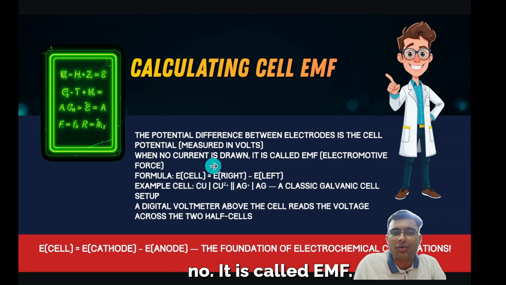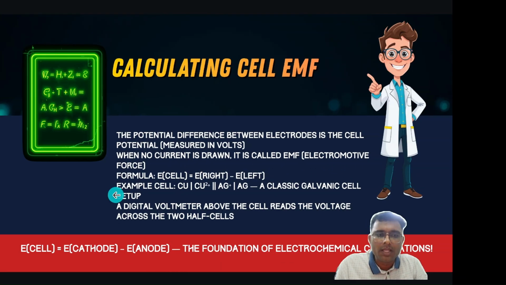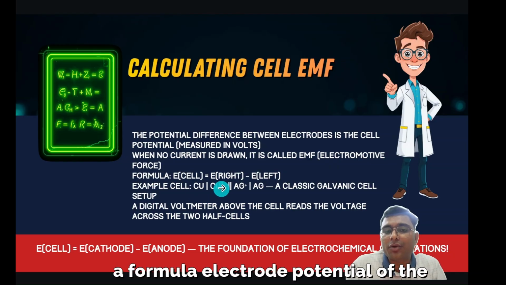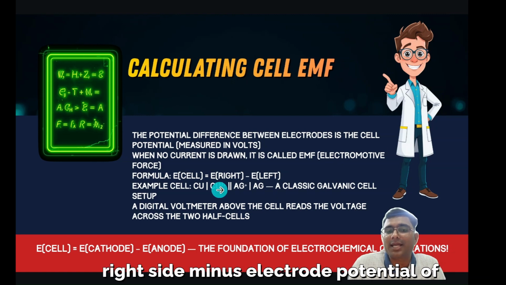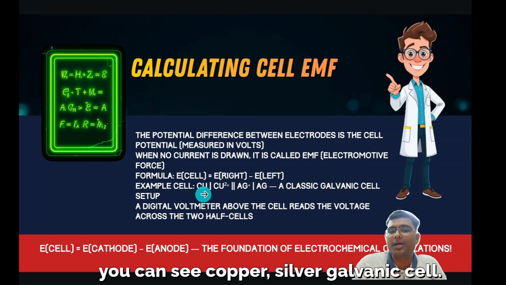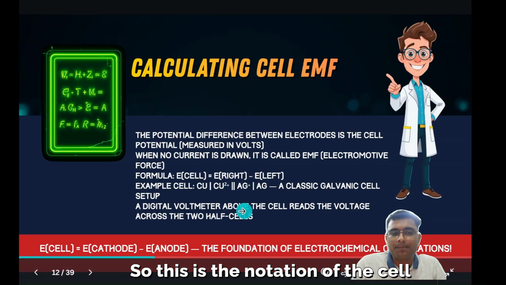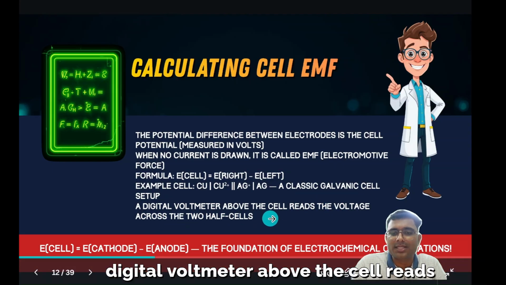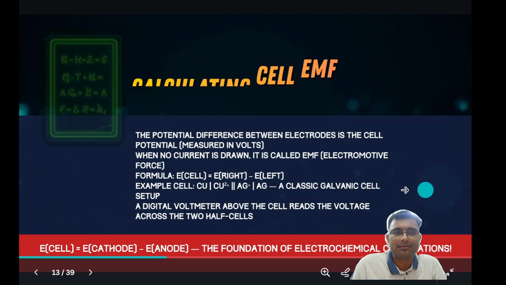When no current is drawn, it is called EMF. So how to calculate EMF? There is a formula: electrode potential of the right side minus electrode potential of the left side. For example, you can see a copper-silver galvanic cell. This is the notation of the cell. And in a classic galvanic cell setup, a digital voltmeter above the cell reads the voltage.